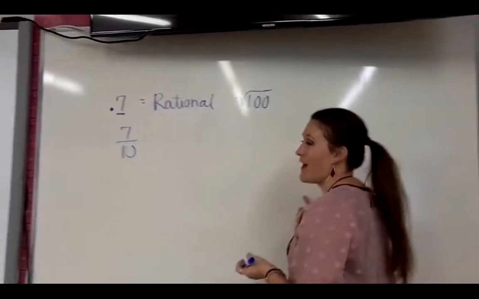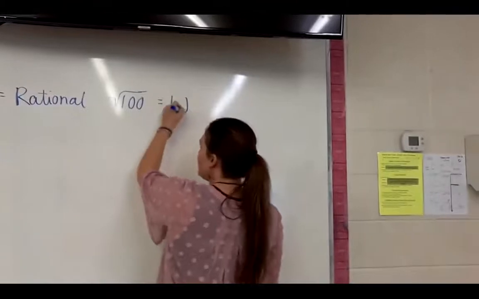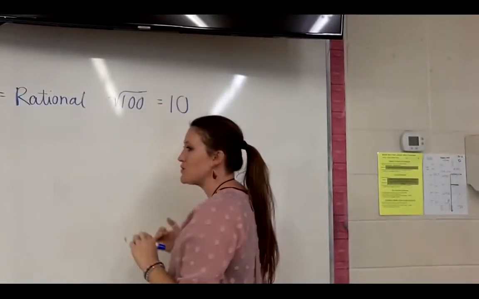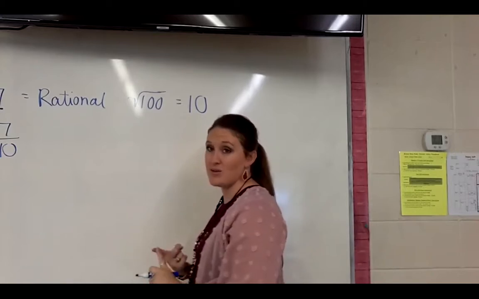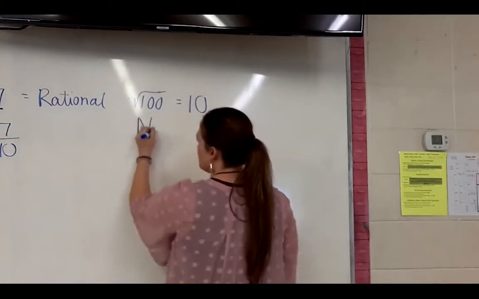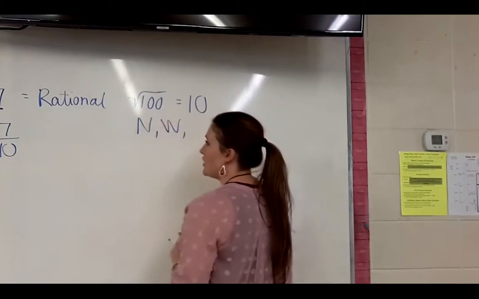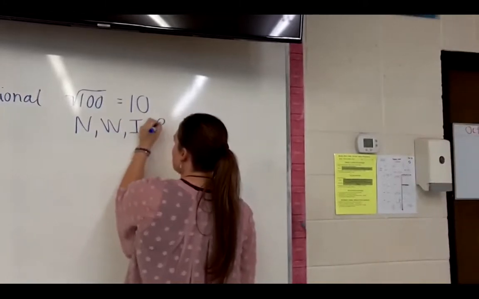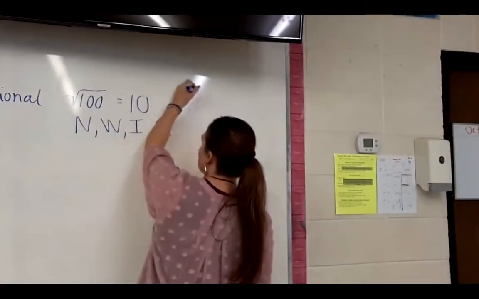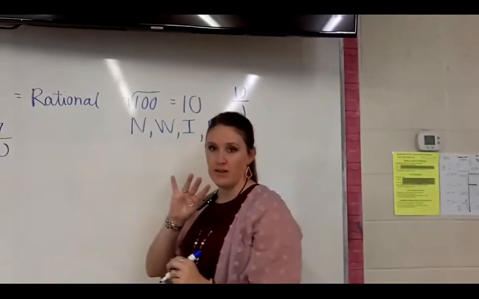Okay, so the next one we have is the square root of 100. So go ahead and solve that. The square root of 100 is 10. So if we look at all that it applies to, that's a number we count by, so it's a natural number. So you just put an N. It's a whole number. It's an integer, positive or negative. So therefore, it's a rational number. We could write that as a fraction by putting it over 1. Okay, so it's in all 4 of them.